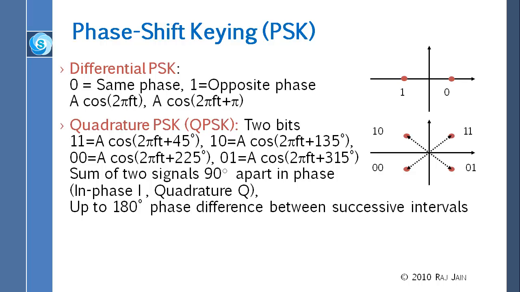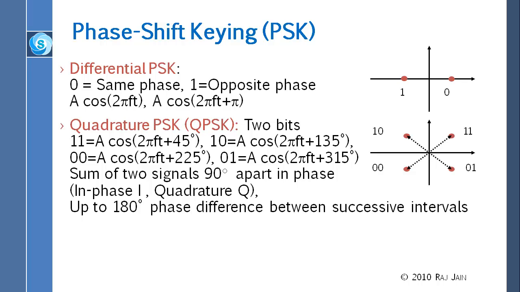Now, there is something called QPSK, quadrature PSK, in which we use 4 phases. If the phase is 45 degrees, then it is 1 1. If it is 135 degrees, it is 1 0. If it is 270 degrees, it is 0 0. If it is, no, not 270. See, this is 45, 135. 135 plus 90 is 225. 225 plus 90 is 315. So 315 is 0 1.